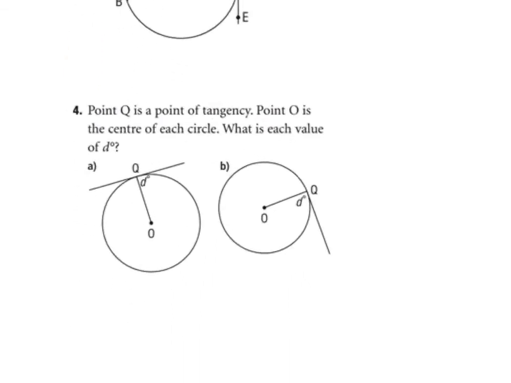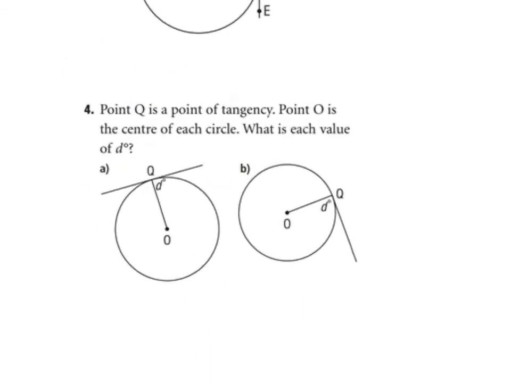For number 4, it says point Q is a point of tangency. So there's our point of tangency. That just means that this line here is a tangent line. Point O is the center of each circle. What is each value of D degrees? So it's just asking, what is this angle right here? And well, I guess I just drew in the answer. But remember, when we have a radius, this line I'm highlighting in green, and it meets with our point of tangency, we get a 90-degree angle.